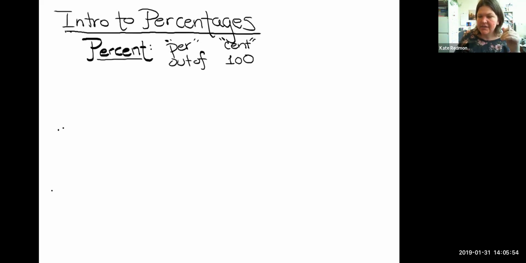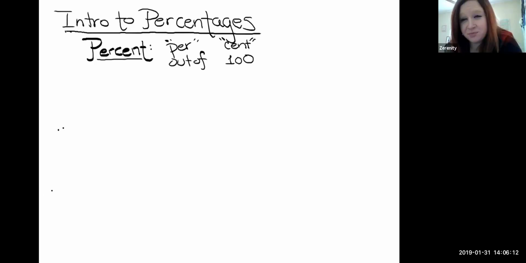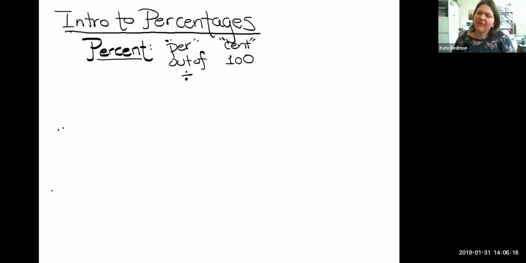Now, that being said, I have taught you another way to translate the word per besides out of. I, in fact, taught you that per means one of the mathematical operations. Does anybody remember what mathematical operation per signifies? Division. Another way to think of percent, it's out of 100. It's literally divided by 100. Okay, so that's kind of weird to think about.